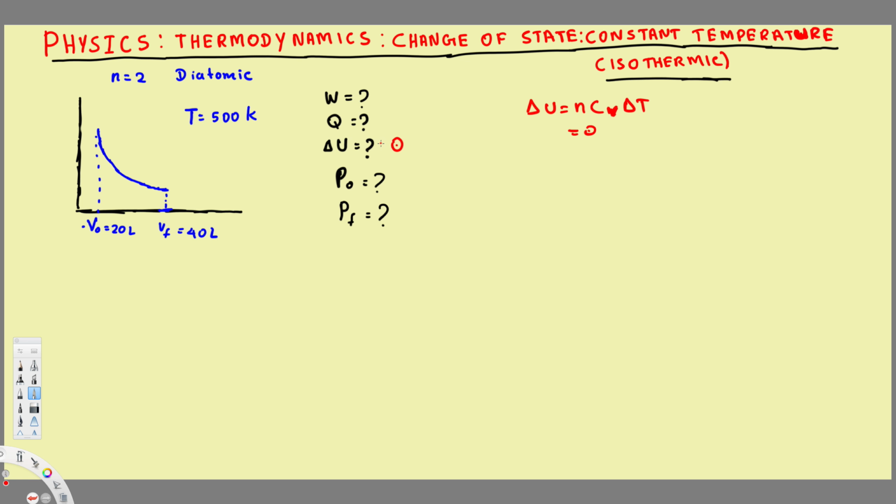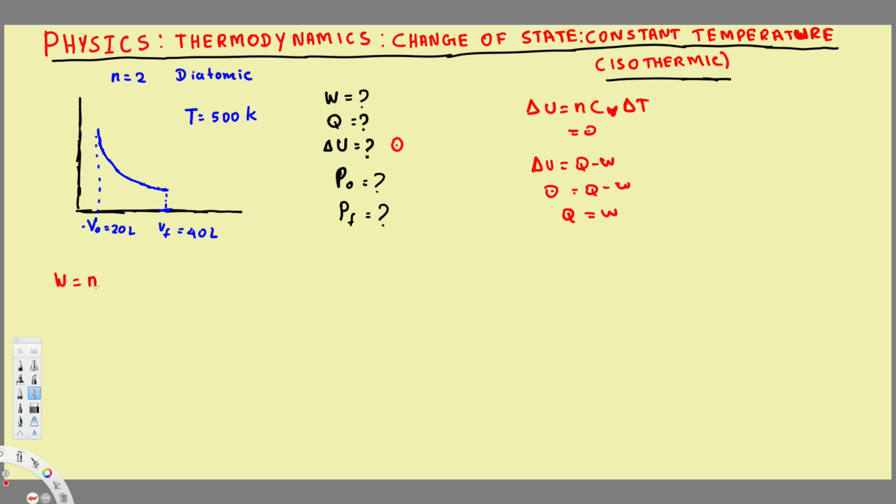And if delta U is equal to 0, according to the first law of thermodynamics, delta U is equal to Q minus W. If delta U is equal to 0, Q is going to be equal to W, right? Because Q minus W equals 0, therefore Q is equal to W. So if you find one of them, that's going to answer the other one. In the isothermal process, to find the work, we use this formula.